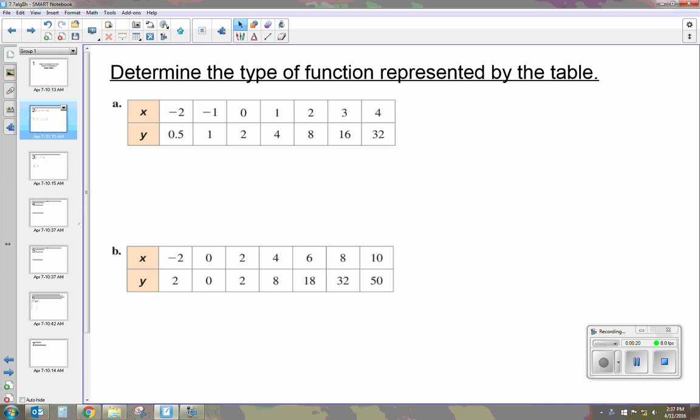If we look at this first one, I notice that 0.5 times 2 is 1, 1 times 2 is 2, 2 times 2 is 4, 4 times 2 is 8, 8 times 2 is 16, and 16 times 2 is 32. If there is a common pattern of all multiplication or all division that is a common factor, the same number, then it's going to be exponential.